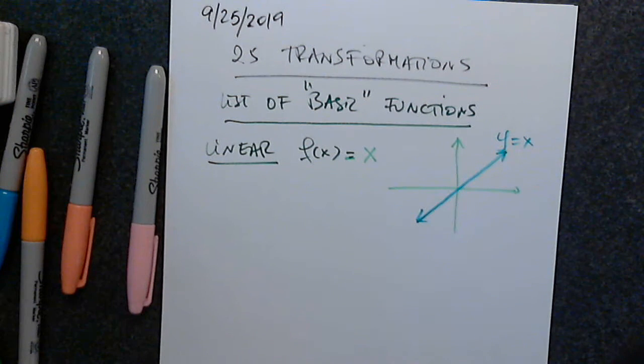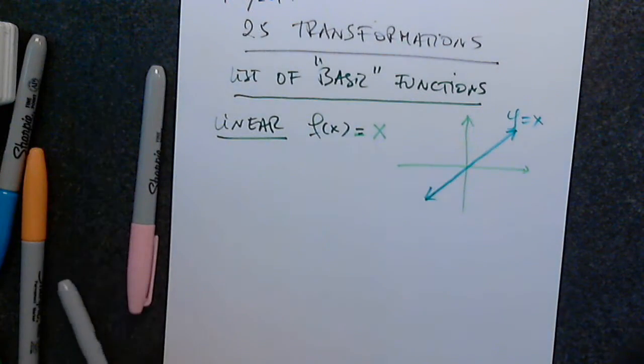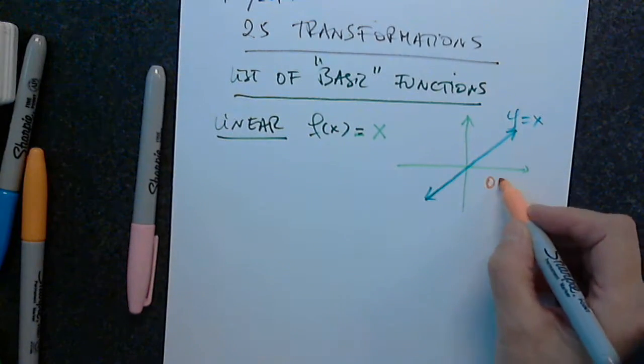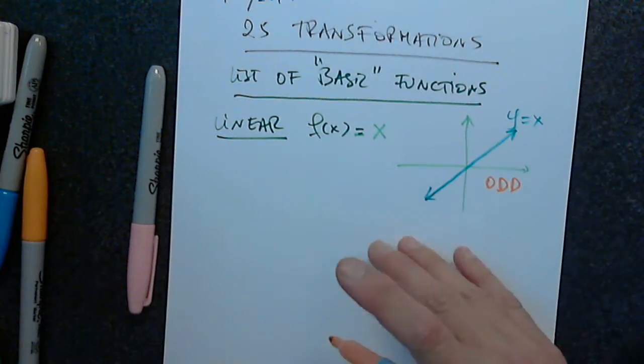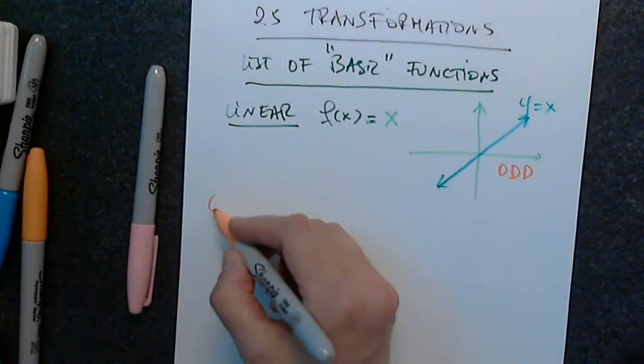Now, we know that functions can be symmetric, odd or even. If you look at this function, what type of function is it? Is it odd or even? Yes, indeed, it's odd because it's symmetric with respect to the origin. Well done. Quadratic.